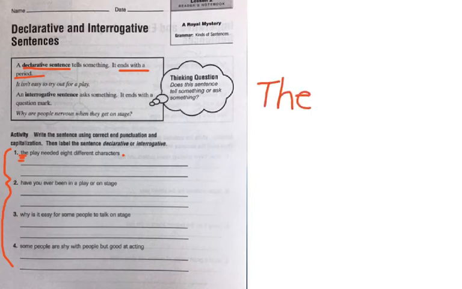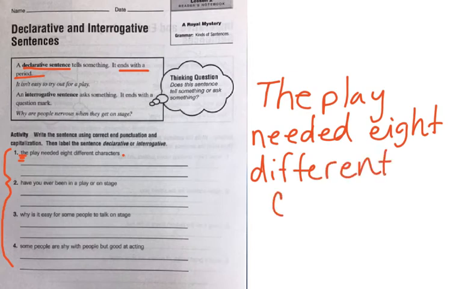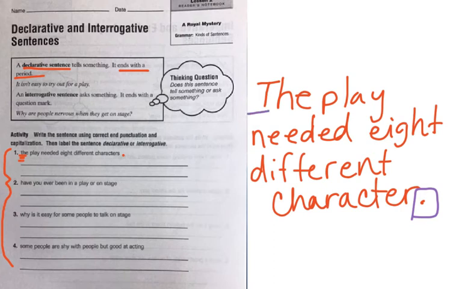So the play needed 8 different characters. And you can see that I included the period that was missing and I included the capital T. And you're going to go ahead and you'll do 2, 3, and 4 on your own. You can pause the video here and move on when you are ready.